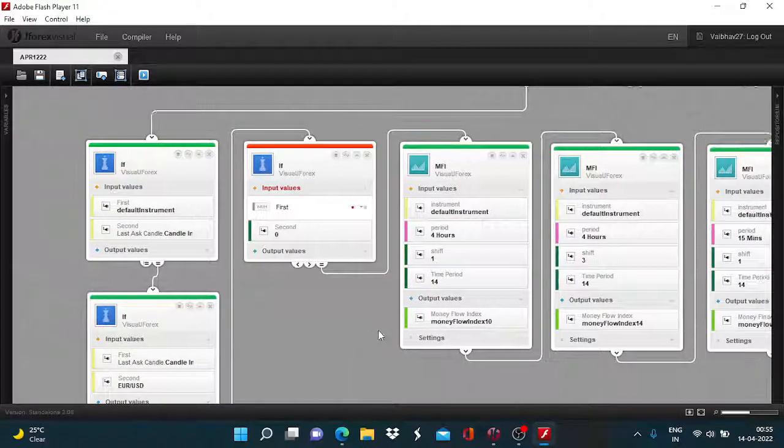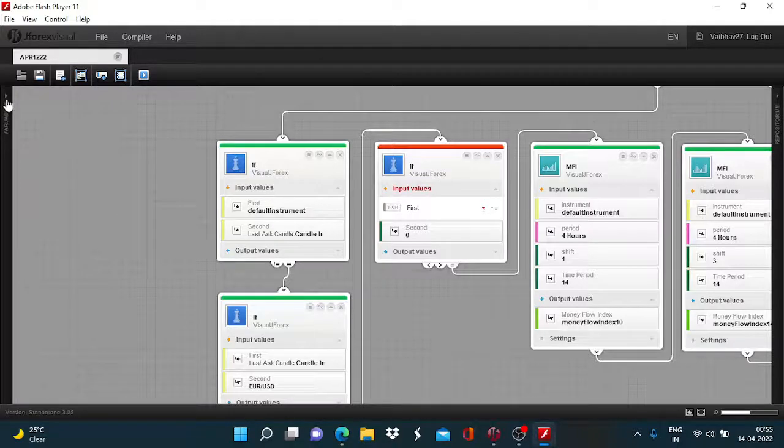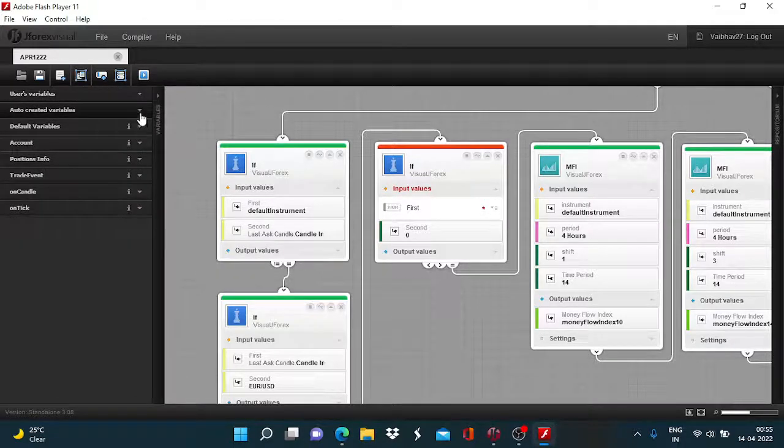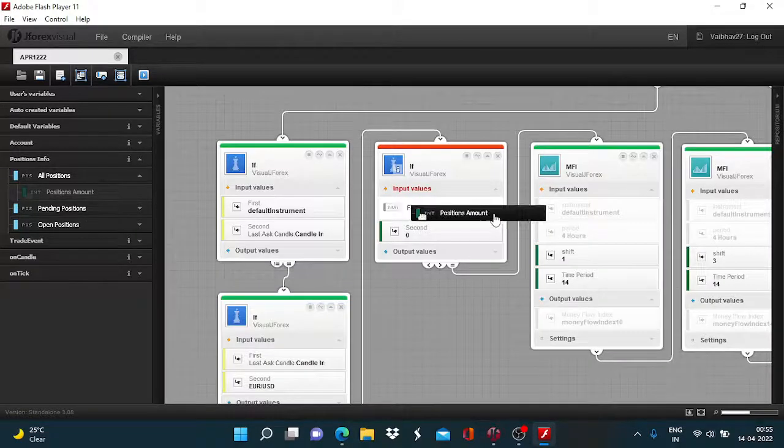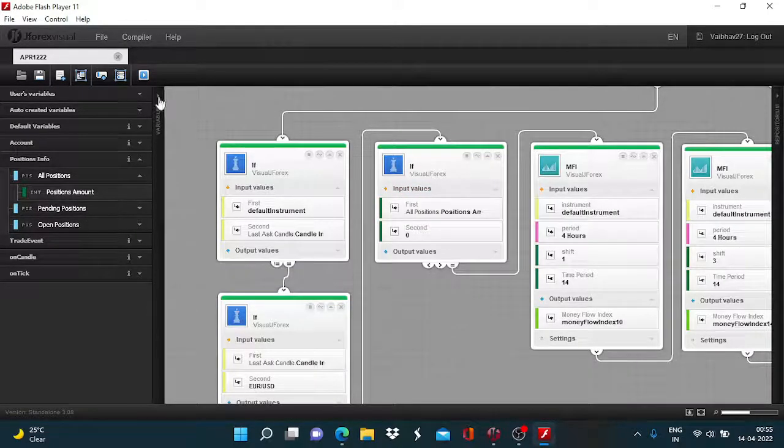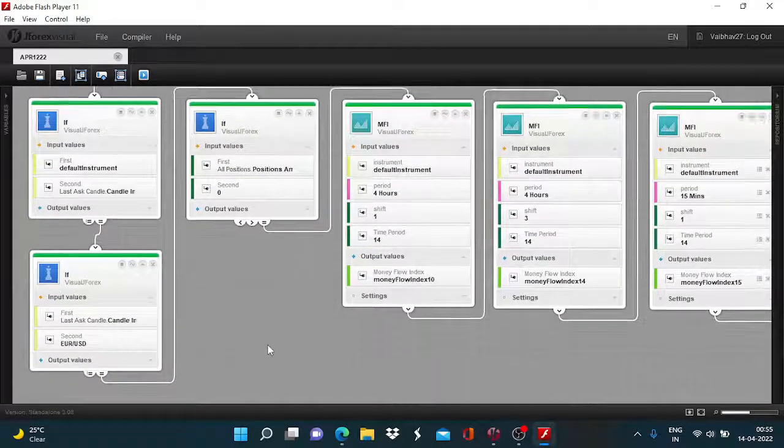Here I think the first input is missing, which I will add, an error of omission, I guess. Position info, all position amount equal to 0. All right.